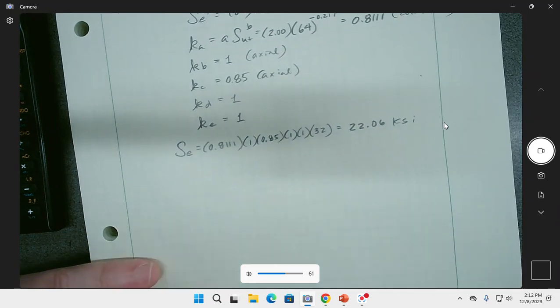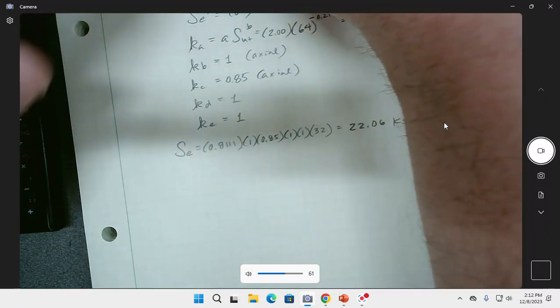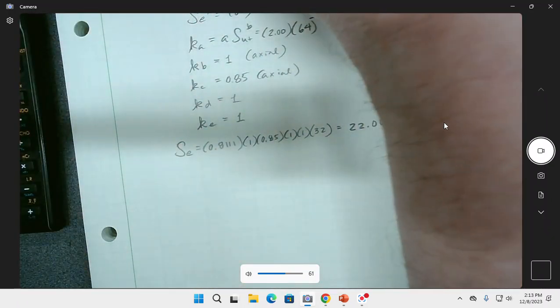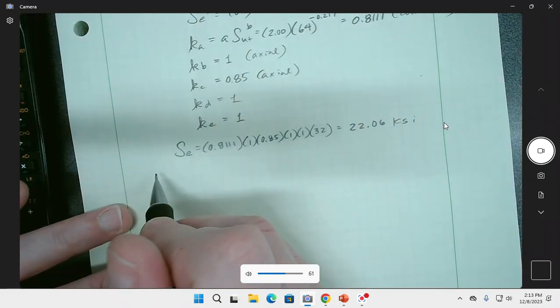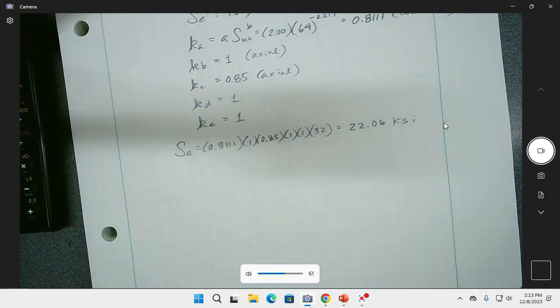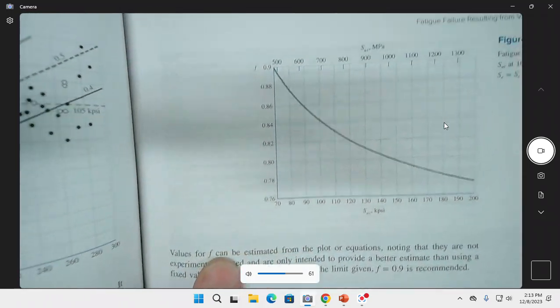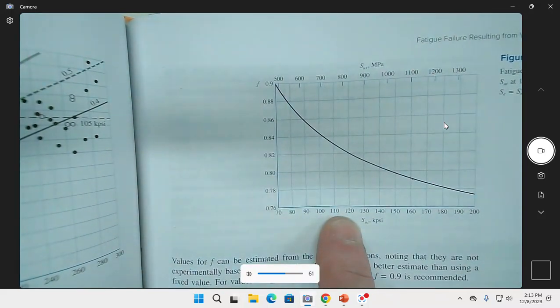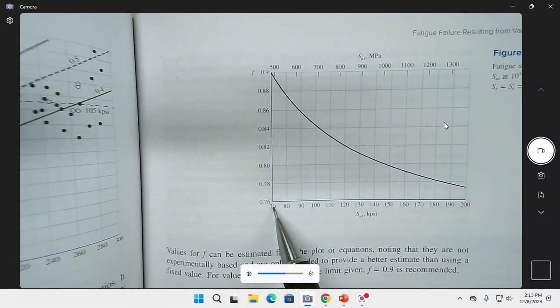Let's just pretend that we might have some desire to find life. So let's go back a couple pages and find out what A and B are going to be equal to. First off, to get A and B for our SN diagram, we find this. Now, oh wait a minute, our ultimate strength is below 70. What do we do? We're at 64.